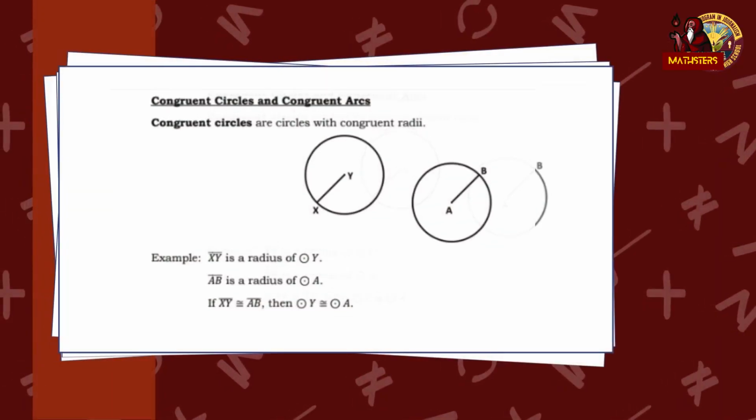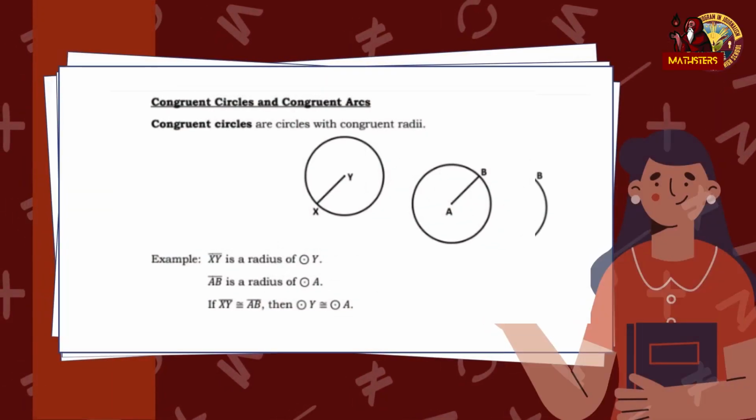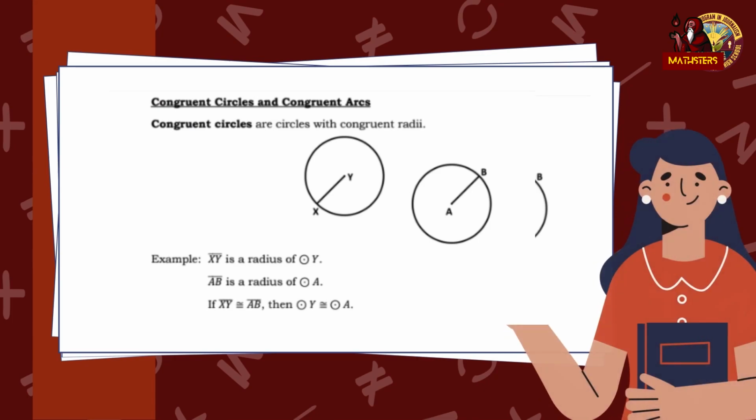At this juncture, let us prove the theorems that we used in the previous module. Let us start with the following concepts. Observe the picture that is currently shown on your screen. We know that the word congruent in mathematics means being identical in shape and size. Congruent circles are circles with congruent radii.